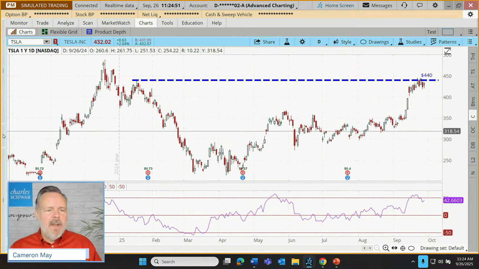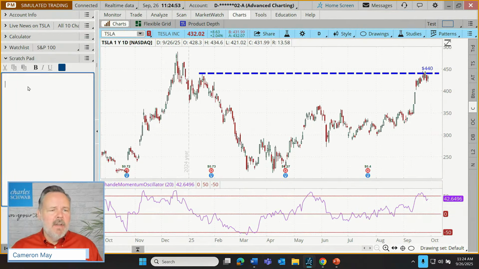But there's a fairly straightforward calculation for the Chande Momentum Oscillator. Here it is. Take the number 100 and multiply it by this.